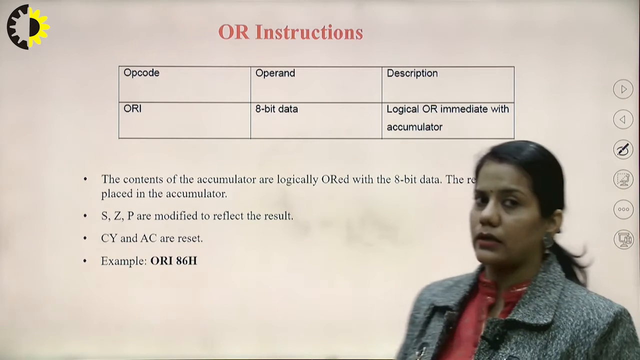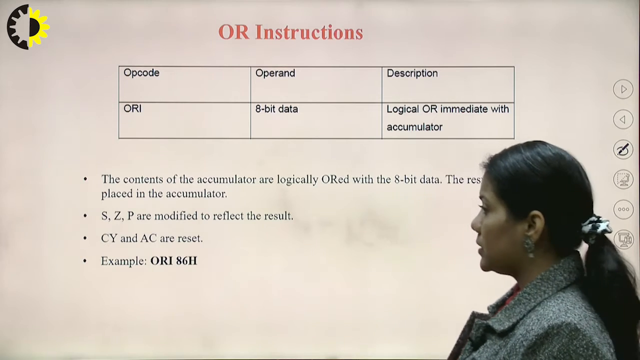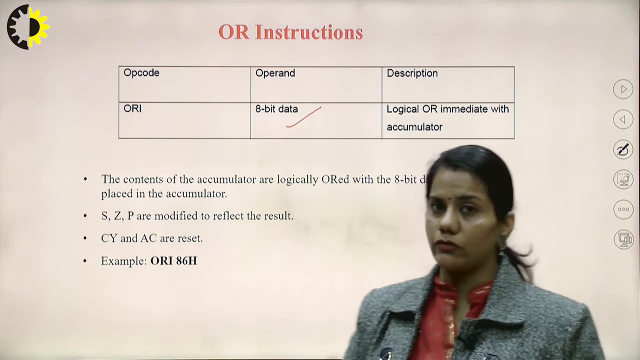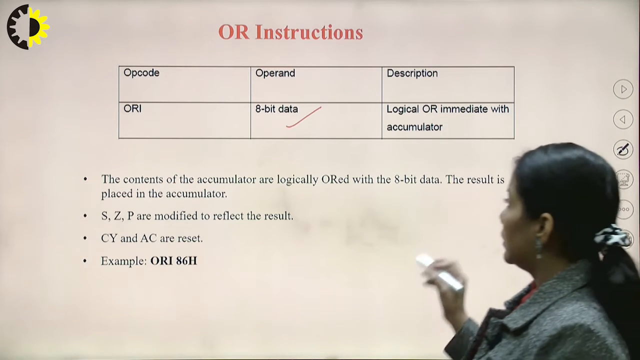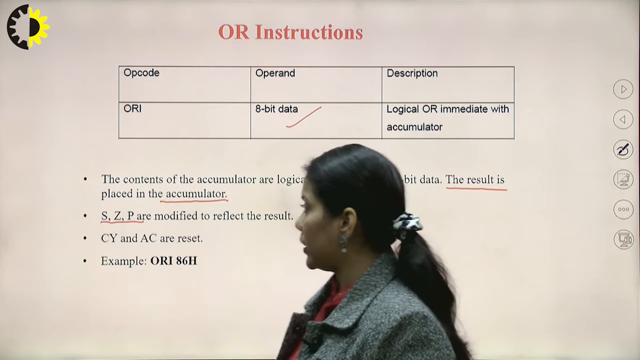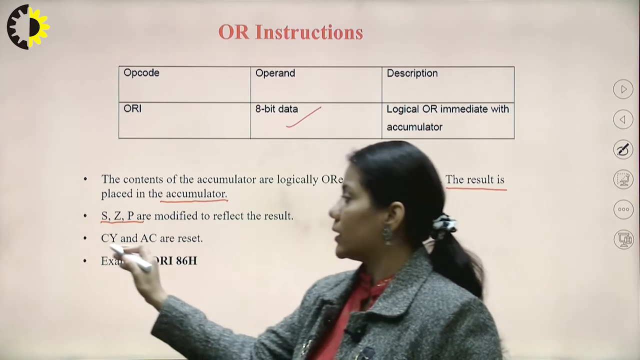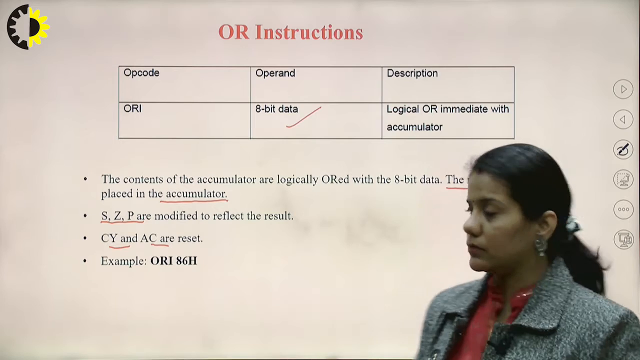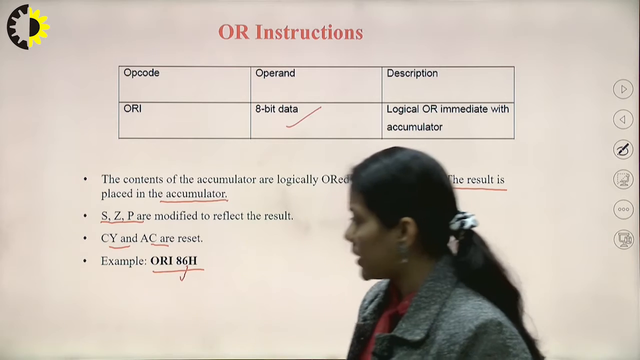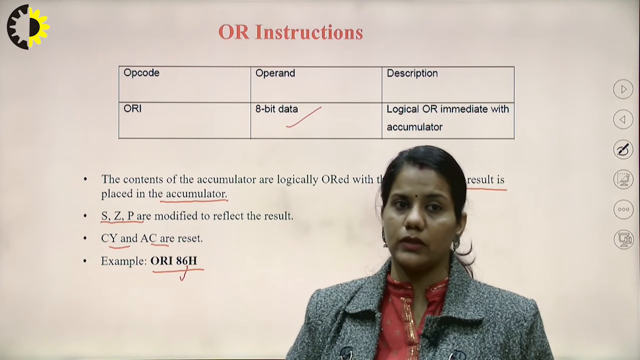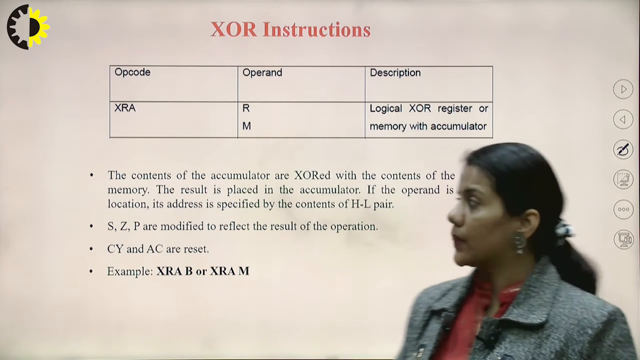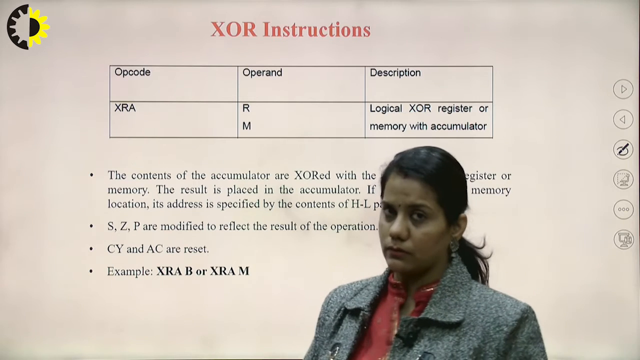The next operation in this category is ORI, meaning the 8-bit immediate data is logically ORed with the contents of accumulator. The result is stored in accumulator. Sign, zero and parity are modified to reflect the result. Carry and auxiliary carry are reset. ORI 86H means the immediate data 86H is logically ORed with the contents of accumulator, and the result is stored in accumulator. The next instruction is the XOR operation.